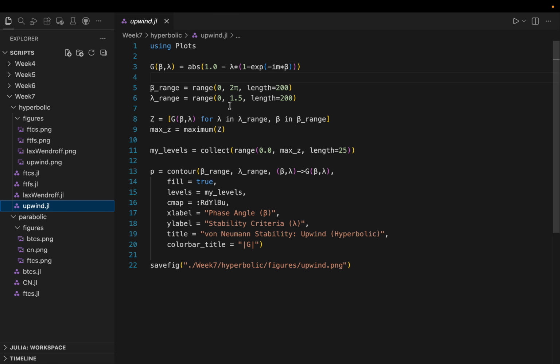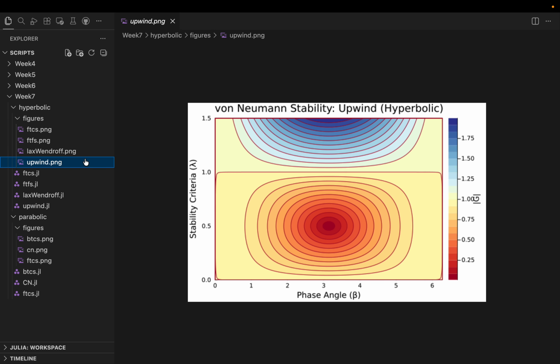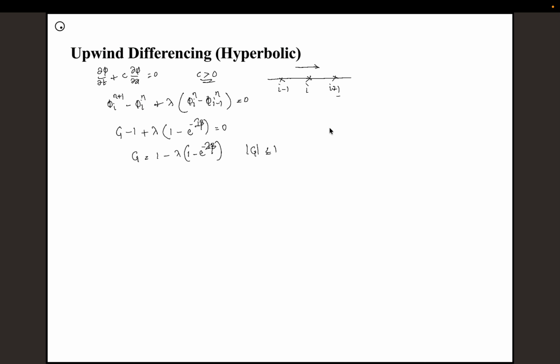Beta has different values, lambda has different values, and if I make a plot, you can observe the same thing as we saw before. For all the values of lambda less than or equal to 1, the modulus of g is less than or equal to 1 for all the values of phase. Whenever lambda is greater than 1, there are certain values of beta for which the amplification factor becomes greater than 1. So this particular method is a conditionally stable method with lambda less than or equal to 1.